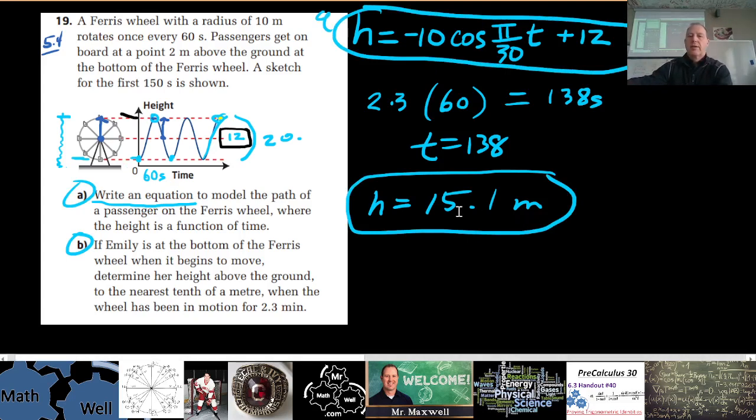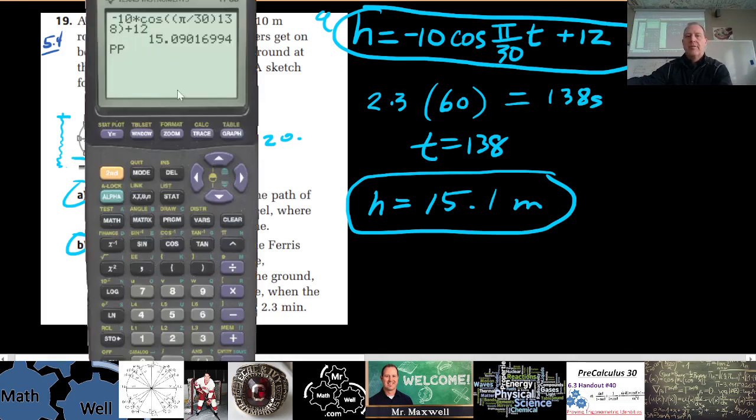With your graphing calculator, how could you do that? You could put in your equation, this one right here, and then you just find the value 138 and it'll show you the point on the graph.